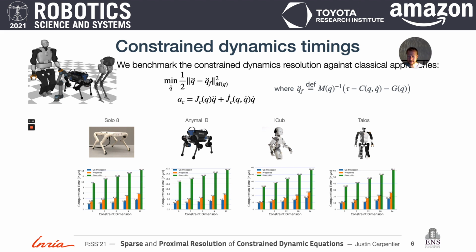We notably apply this proximal algorithm framework together with the sparse decomposition in the context of forward simulation of various robots, going from the Solo robot to the Talos robot, and we compare our approach against the state-of-the-art approach proposed 10 years ago by Roy Featherstone, depicted here in green, and in orange, this is our approach. From this experiment, one can observe that our approach is up to 3 times faster than the previous approaches of the state of the art.